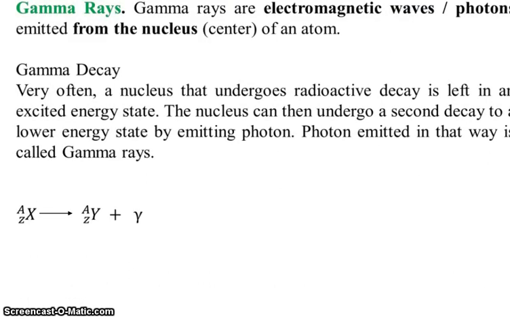So gamma rays are electromagnetic wave photons emitted from the nucleus of an atom. Very often in gamma decay, a nucleus that undergoes radioactive decay is left in an excited energy state. The nucleus can then undergo a second decay to a lower energy state by emitting photons, and photons emitted in that way are called gamma rays.